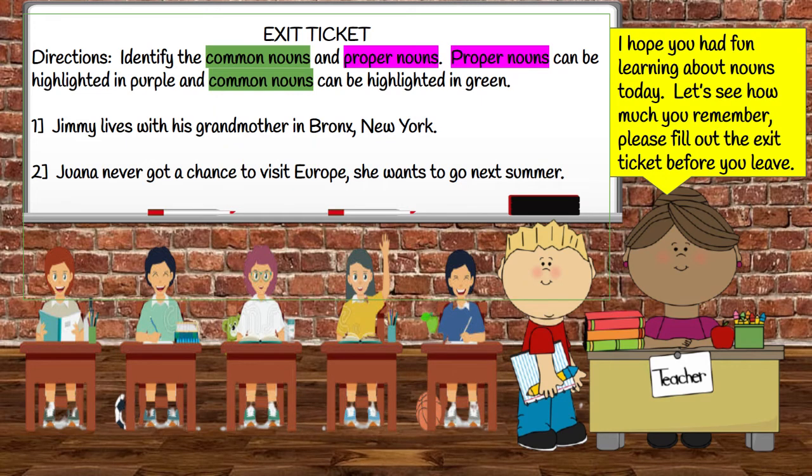I hope you had fun learning about nouns today. Let's see how much you remember. Please fill out the exit ticket before you leave. Directions. Identify the common nouns and proper nouns. Proper nouns can be highlighted in purple and common nouns can be highlighted in green.